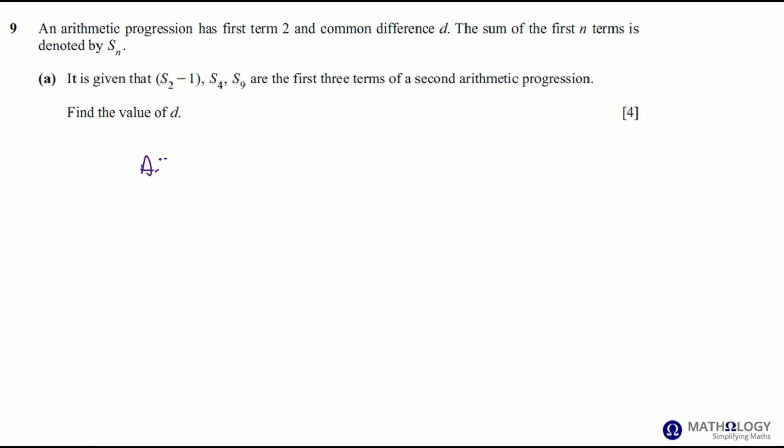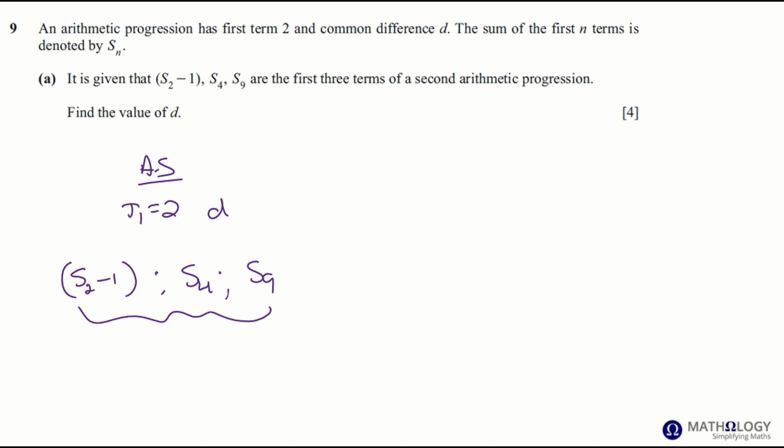Okay, so we have an arithmetic progression. The first term is 2 and the common difference is d. The sum of the first n terms is Sn. So we know that the sum to 2 terms minus 1 of this arithmetic sequence, the sum to 4 terms, and the sum to 9 terms then form the first 3 terms of a second arithmetic progression. So we're going to find expressions for the sum to 2 terms minus 1, the sum to 4 terms, and the sum to 9 terms.